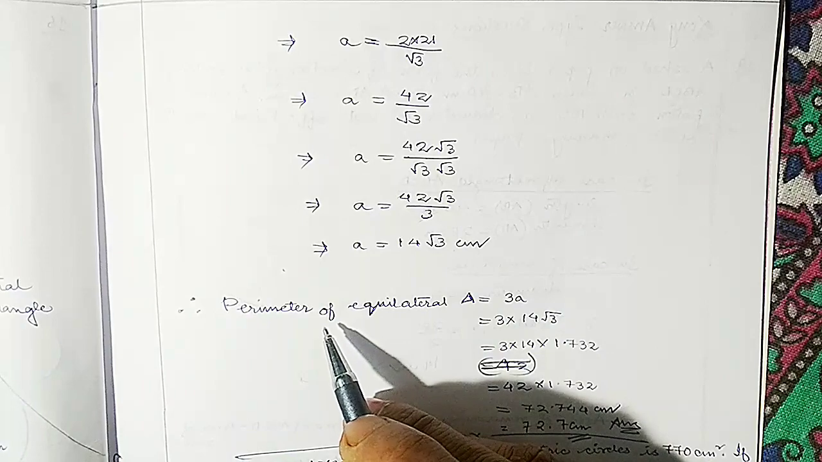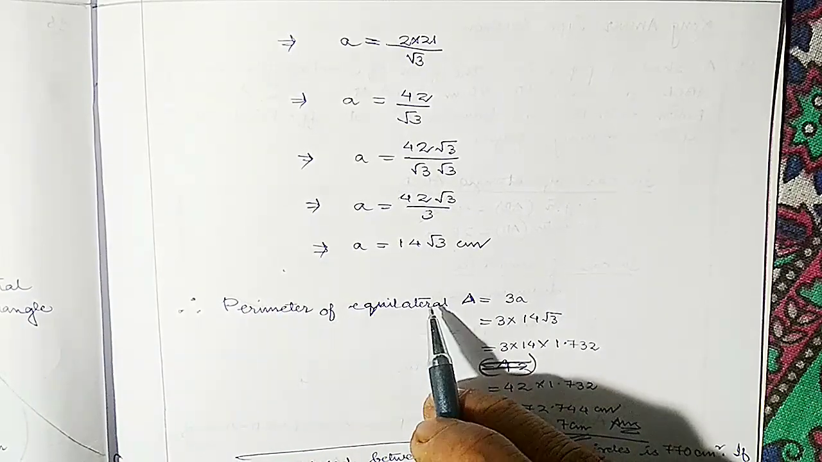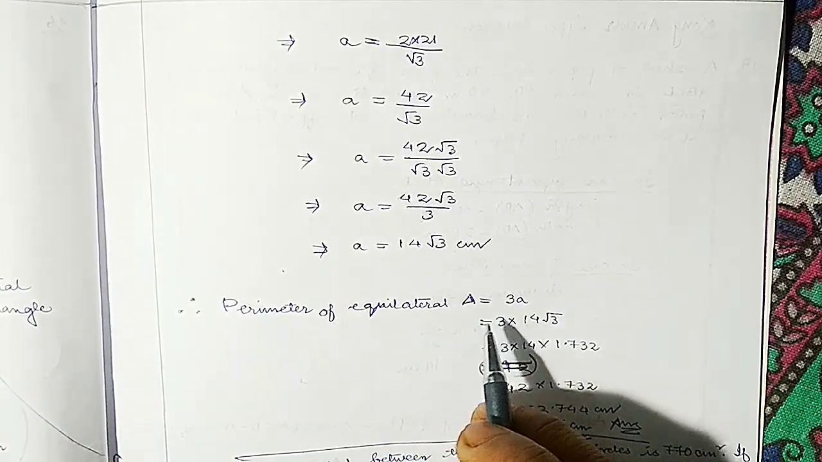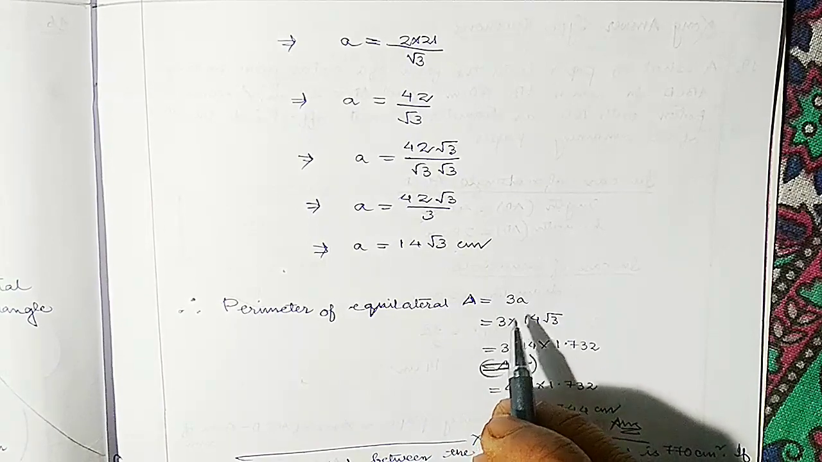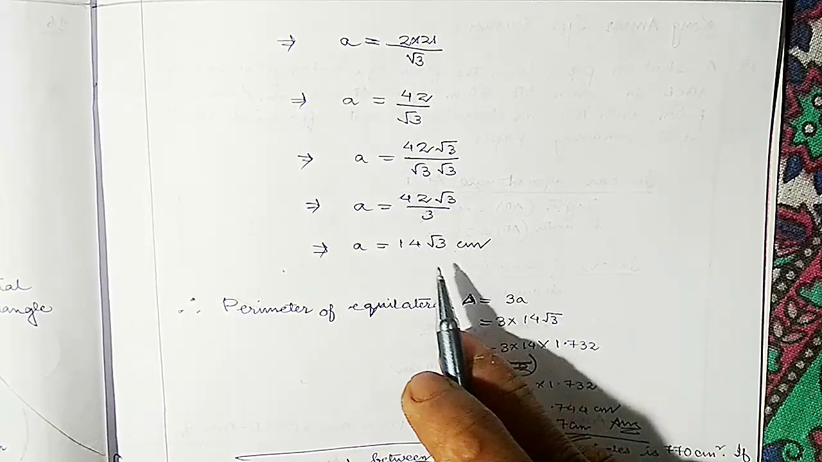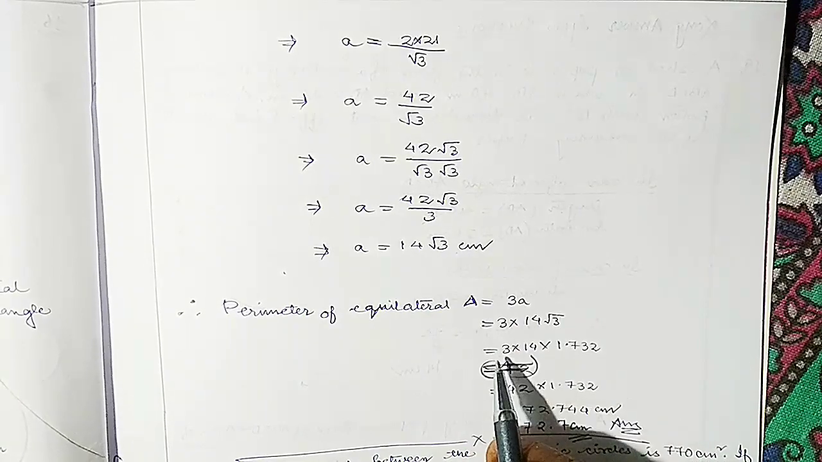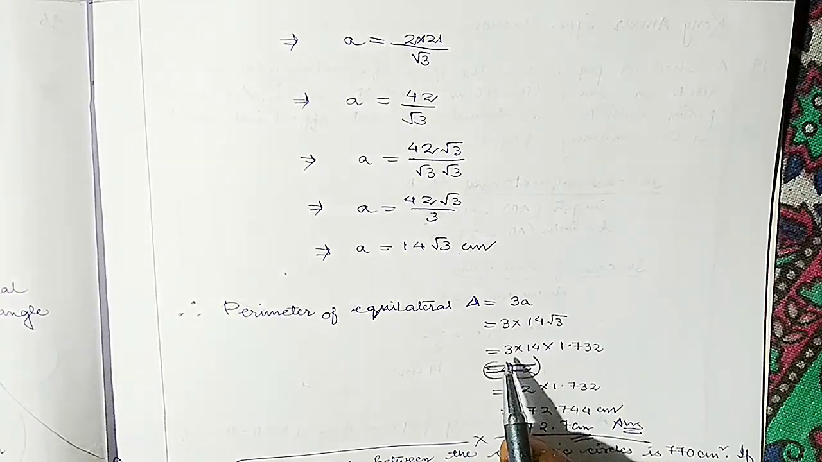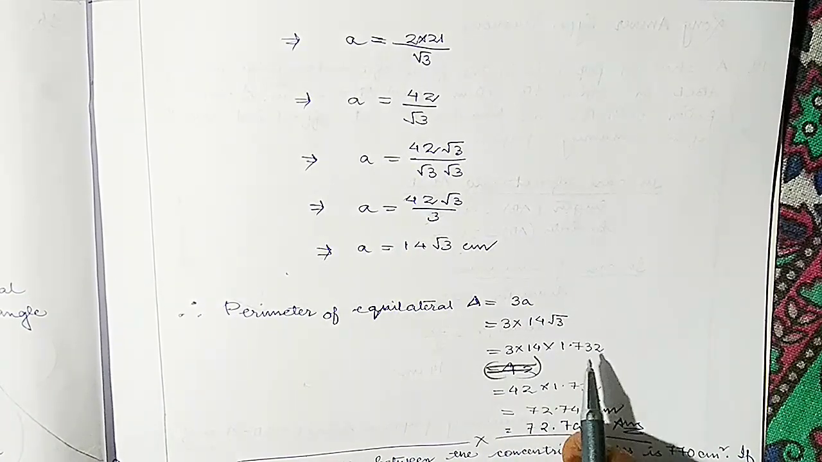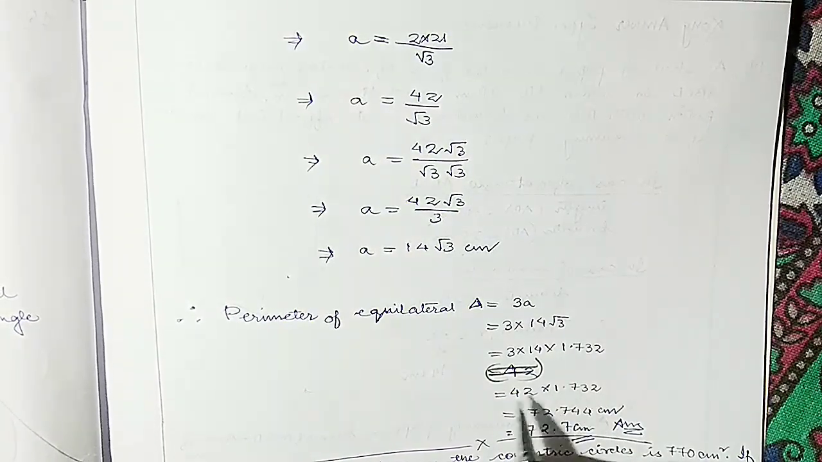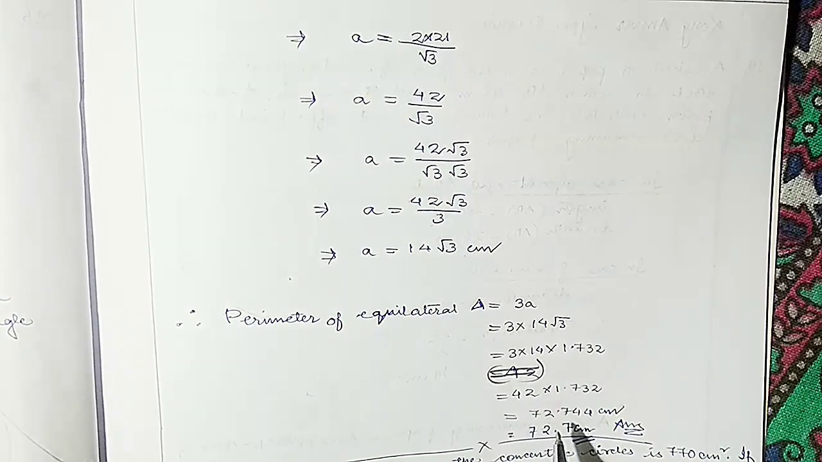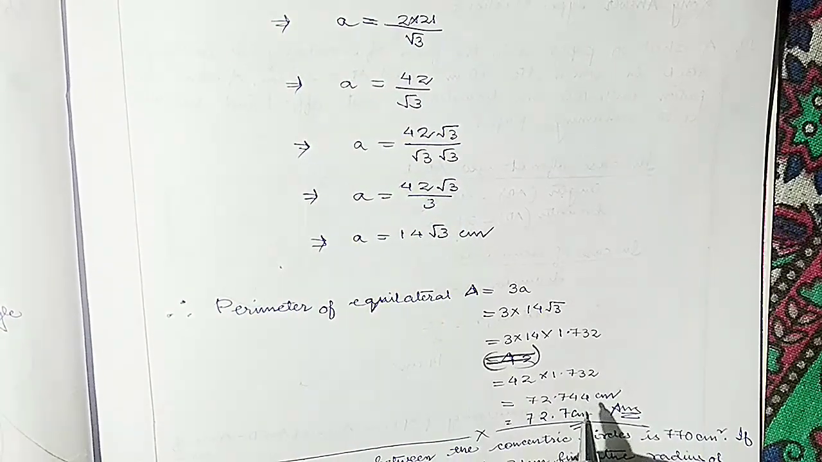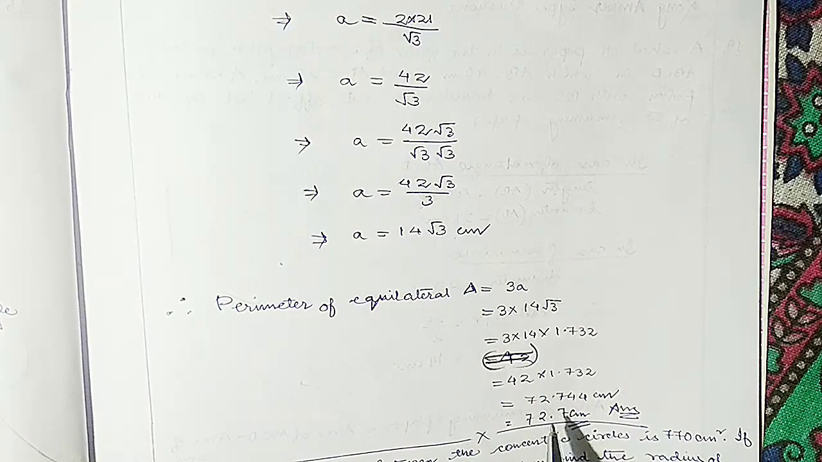In the question it is given, find the perimeter of the equilateral triangle, and since all the sides are equal, therefore perimeter is 3a, and instead of a we can write 14 root 3. Now 3 into 14 is 42, root 3 is 1.732, so 42 into 1.732. Now if we multiply, we are going to get 72.744 centimeter. On rounding, we will get 72.7 centimeter, and this is the perimeter of the equilateral triangle.